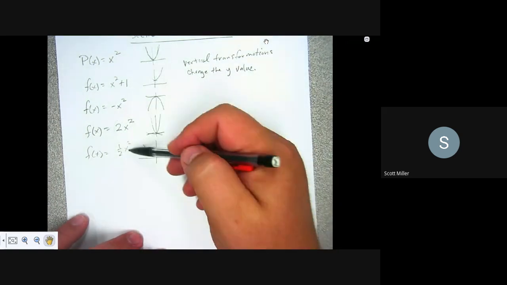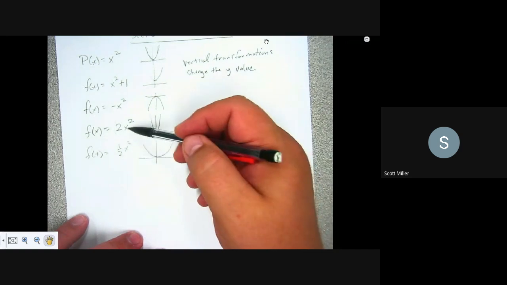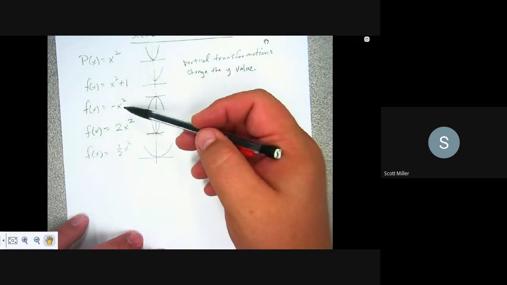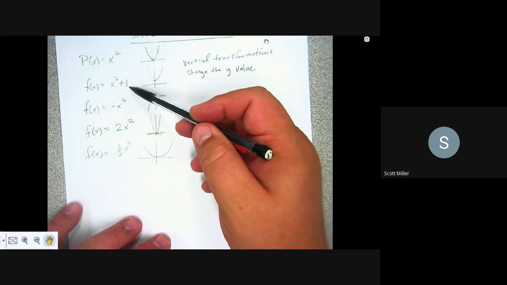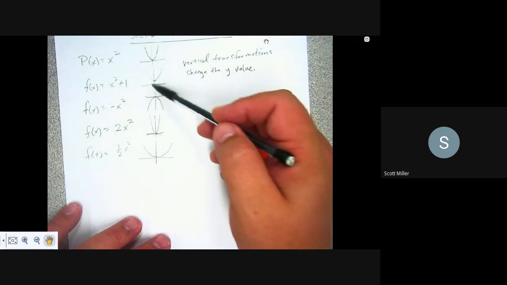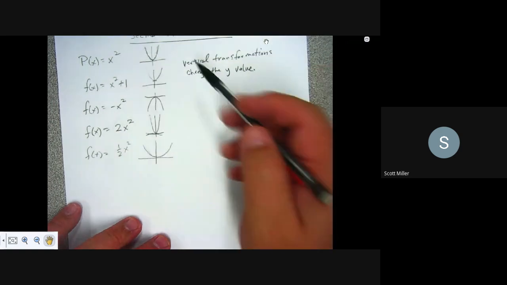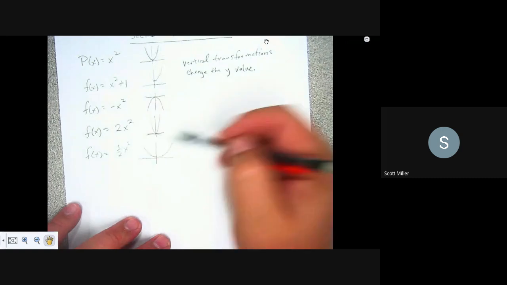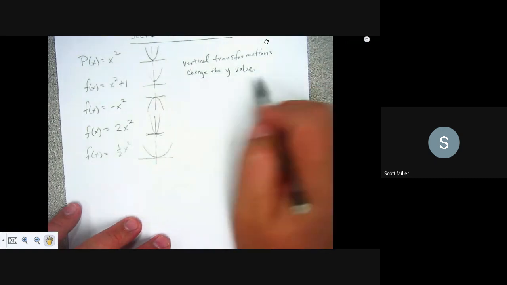So vertical shrink, vertical stretch, reflection on the x-axis, up and down. In this case, it was an up. If it was down, it would be moved down. And so remember that vertical transformations change the y value.